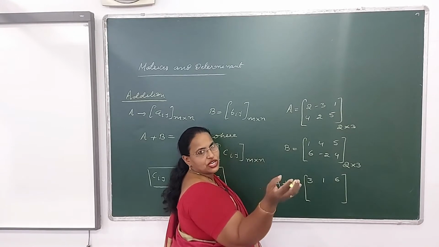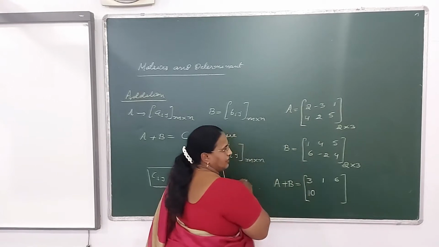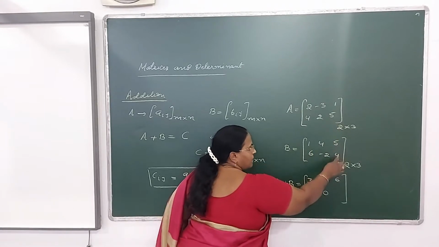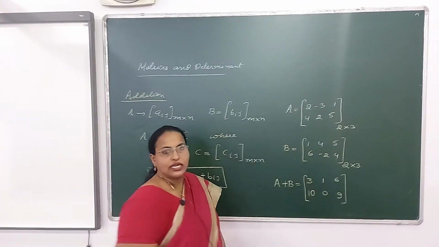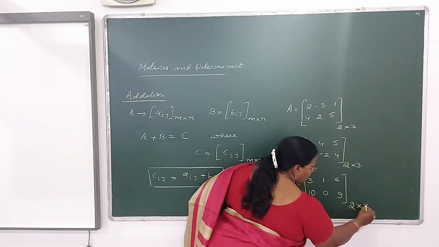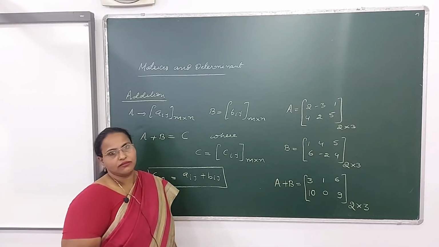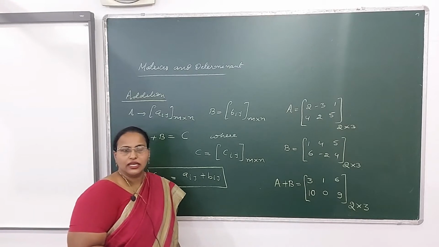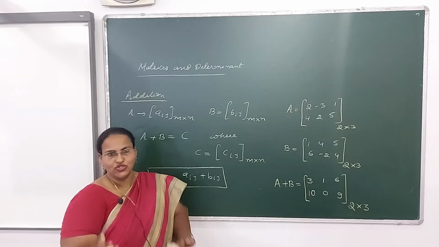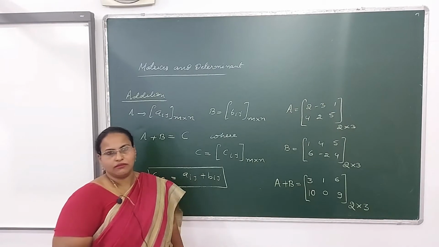Similarly, you apply the same procedure with the second row. So, 4 plus 6 is 10. 2 minus 2 is 0. 5 plus 4 is 9. Now, check the order of the matrix. The resultant matrix will be of the same order. So, what is the order of this matrix? The order of the matrix is 2 by 3. So, I hope you are understanding how to add two matrices. The only thing you need to check is that the matrices should be comparable.